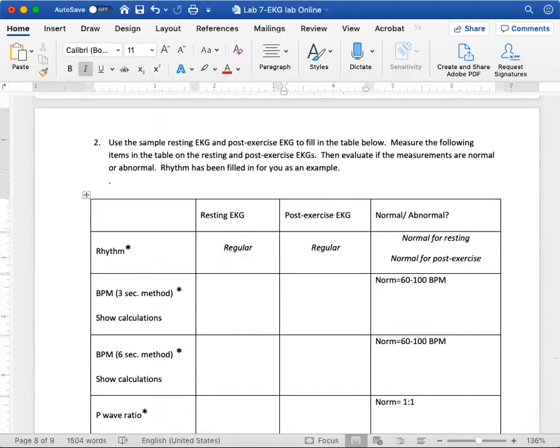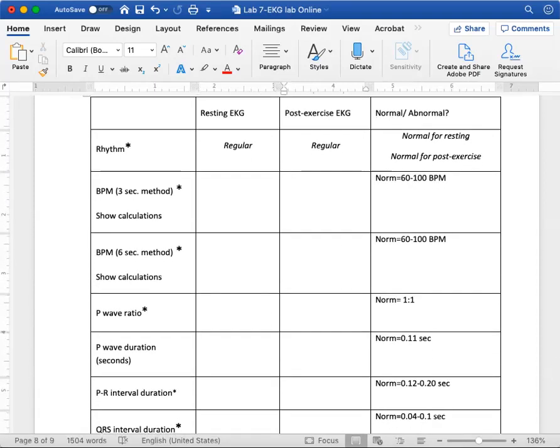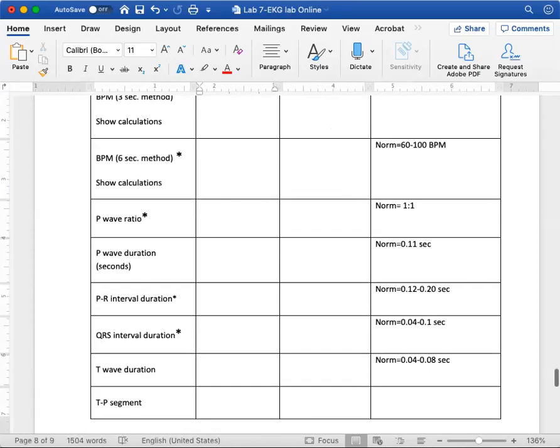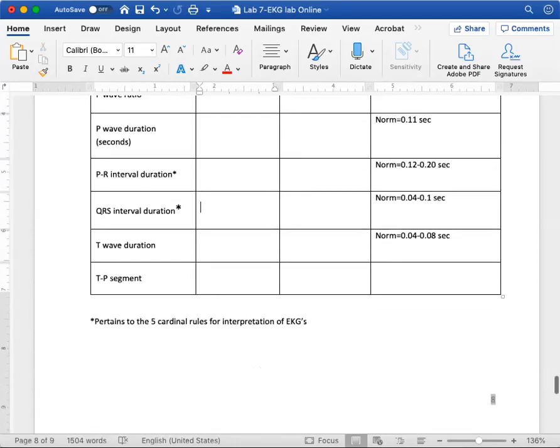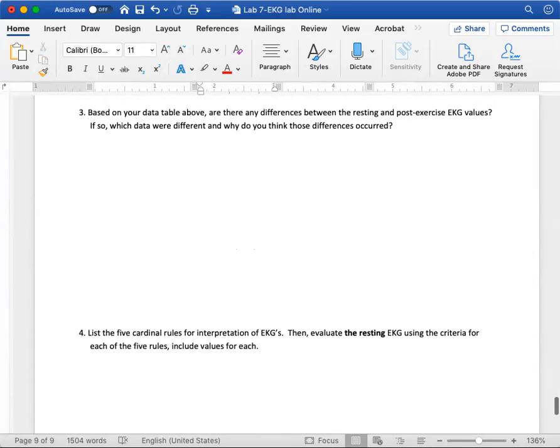So then the beats per minute, I want you to calculate the beats per minute using the 3-second method. Fill it in for resting and post-exercise. Show your calcs. Do the 6-second method. And then your P wave ratio, measure how long the P wave takes, measure how long the PR takes, QRS takes, T wave, and then TP segment, okay? For 3 and 4, I want you to actually evaluate these. So based on your data table above, are there any differences between resting and post-exercise? I want you to give me what you think.